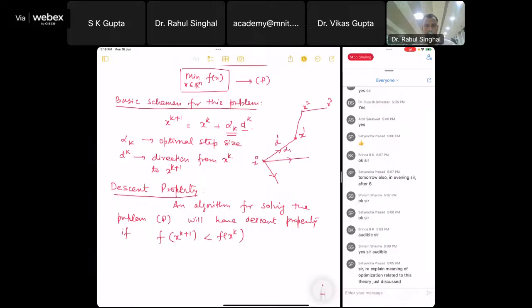But the basic scheme is basically this only. This is the basic scheme, that we move from one point to another point in some direction d_k with some step size alpha_k.